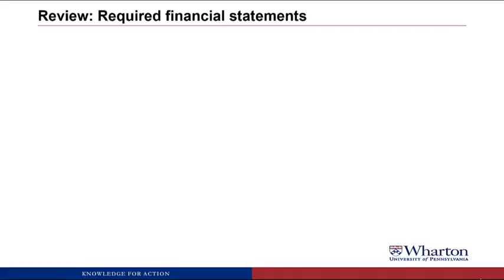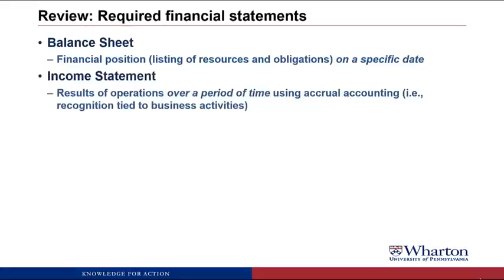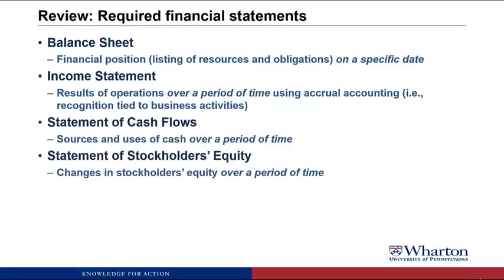Let's start with a quick review of the required financial statements that we talked about last video. So there's a balance sheet, which gives you a firm's financial position, listing of resources and obligations on a specific date. An income statement, which is the results of operations over a period of time using accrual accounting, where we tie recognition to business activities, which was different from the statement of cash flows, which gave you sources and uses of cash over a period of time. And then the statement of stockholders' equity, which gives you changes in stockholders' equity over a period of time, which we ignored last video and we'll get to later on.